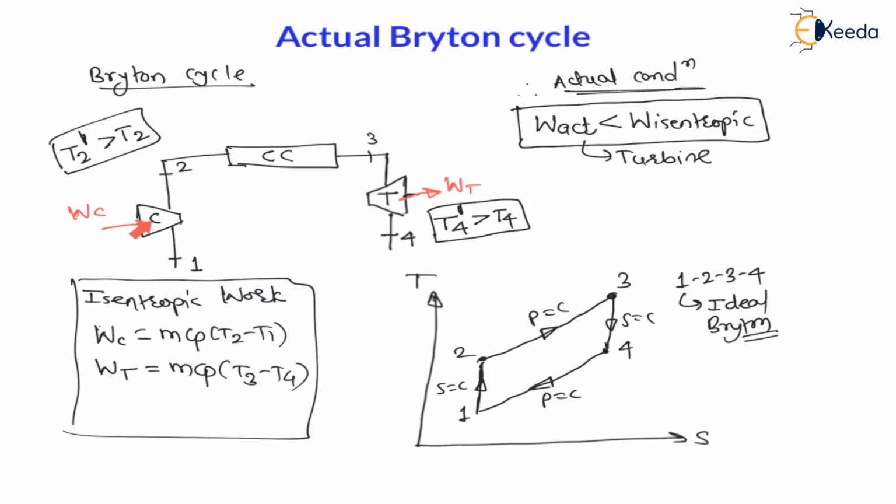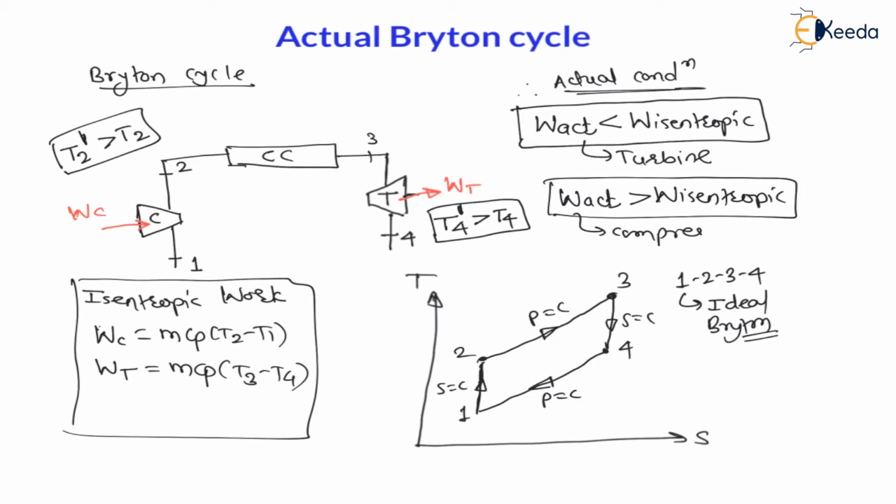And now the compressor is a work consuming device. The work consuming device will consume more work in actual cases, that is whenever there is friction, as compared to isentropic work. Therefore we can say the actual work consumed by the compressor is more than the isentropic work of the compressor, whenever there are losses. This condition is for the compressor. Simply we can say the work consuming device will consume more work whenever there are losses, and the work producing device will produce less work whenever there are losses, right? So let us understand this concept.